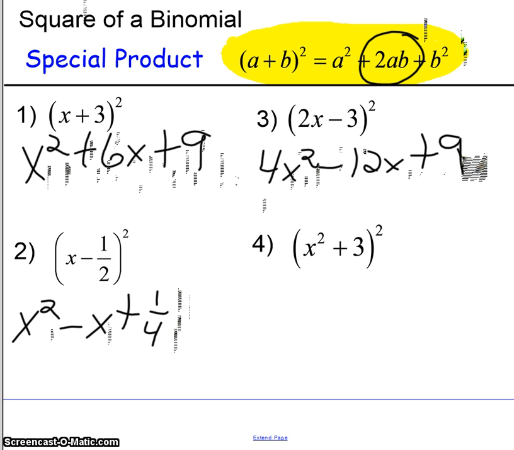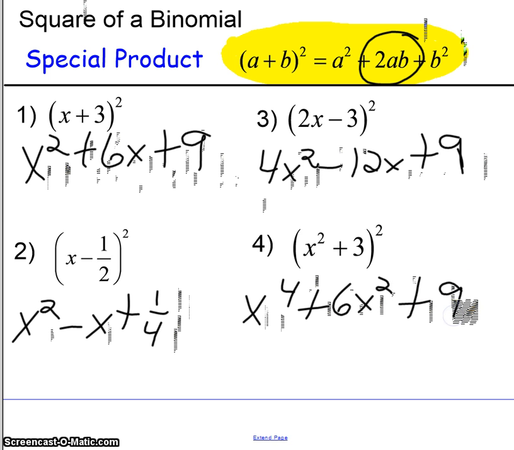Okay, problem 4. x squared squared is x to the 4th. Multiply the 2 terms together and double it is 6x squared, and 3 squared is positive 9. All right, so that's it for squaring a binomial.